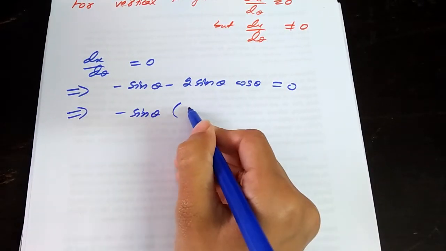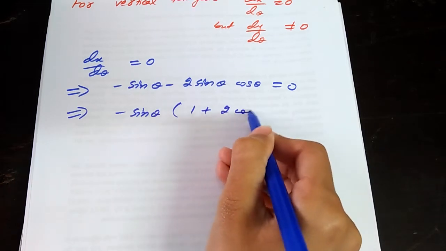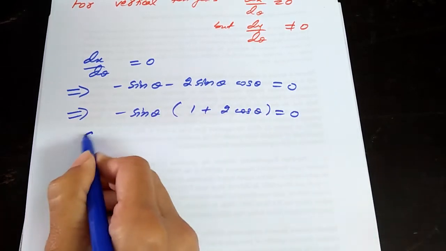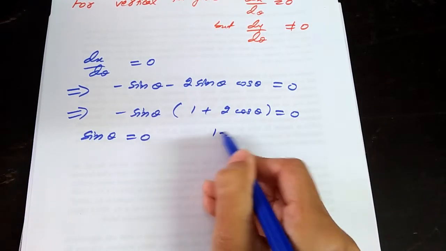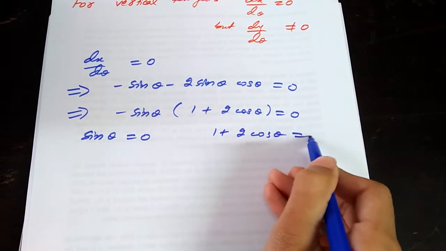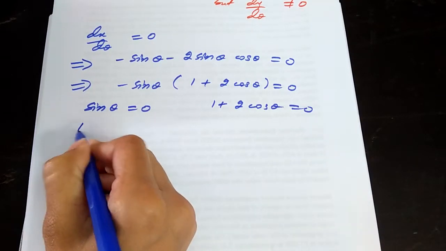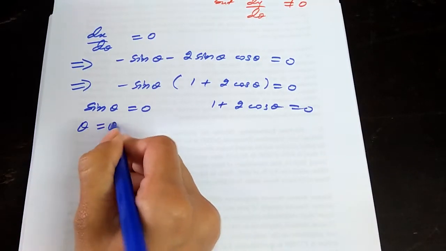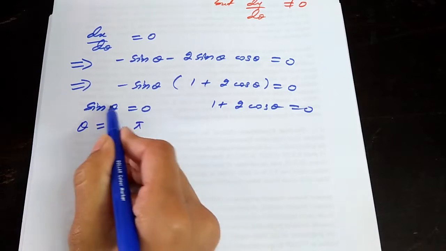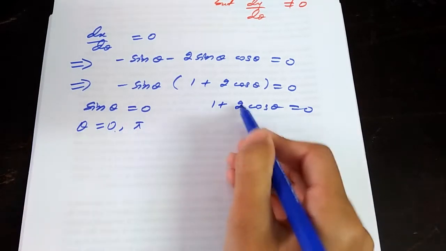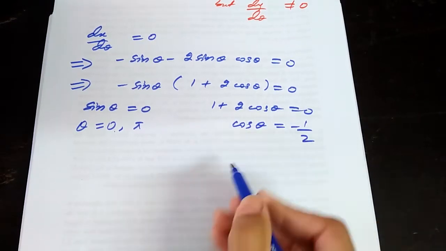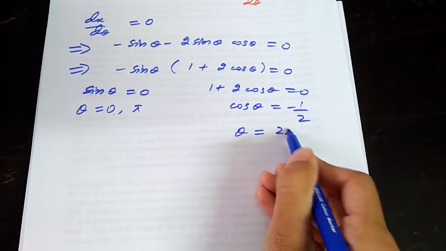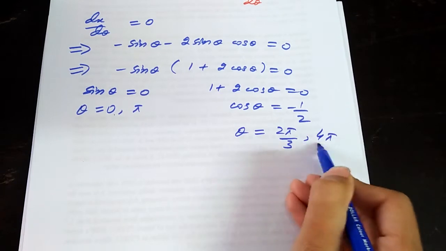Inside we will be left with 1 plus 2 cos of theta equals 0. It could be sine of theta equals 0 or 1 plus 2 cos of theta equals 0. Out of here we'll get theta equals 0 or pi, since we know that sine theta will be 0 at 0 and pi. And out of here we can get cos of theta equals minus 1 by 2. So theta will be 2 pi by 3 and 4 pi by 3.